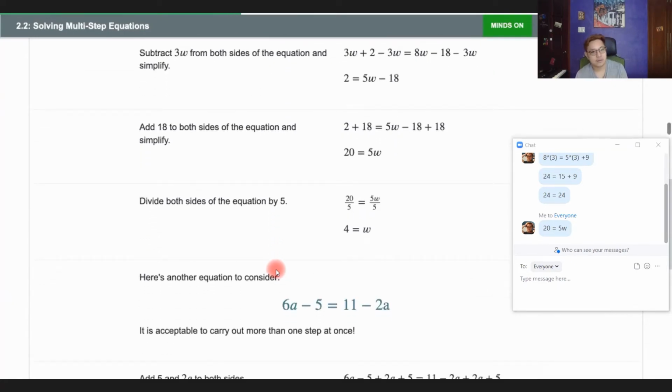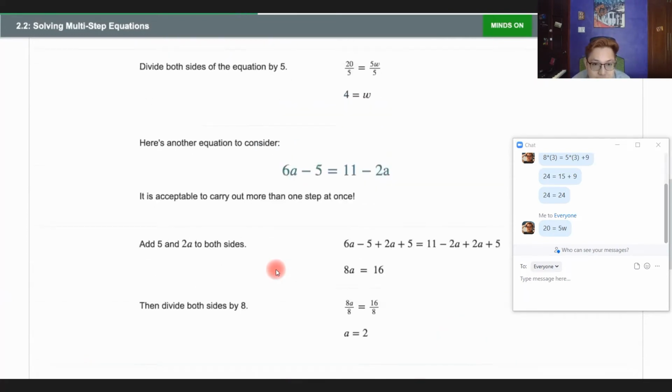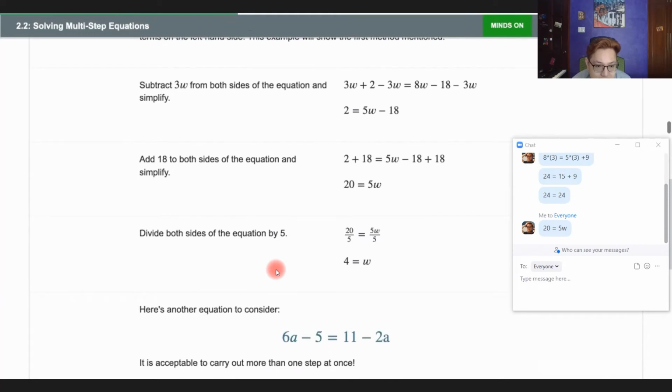And then here's another equation to consider. Just try that. And they say it is acceptable to carry out more than one step at once. I always do more than one step at once, almost always. It makes things easier and faster for me.